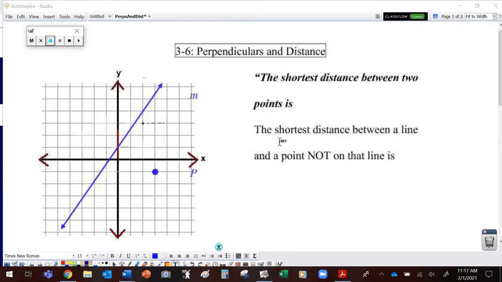Hey guys, welcome back to geometry. Today we're going to take a look at finding the distance either from a point to a line or the distance between two parallel lines.